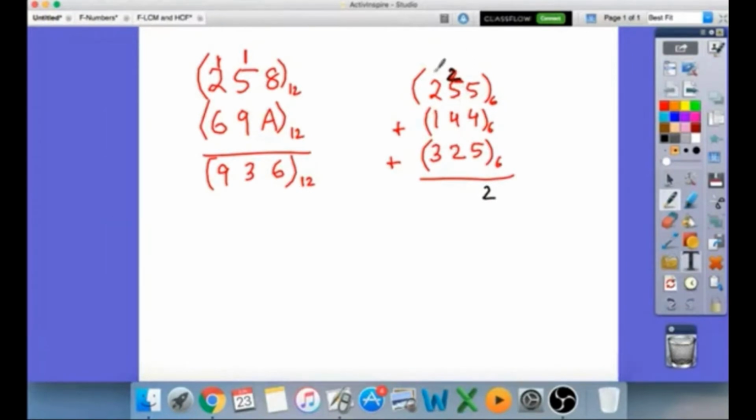13, how many times does 6 go? 2 times. So 12 is left and you're left with 1. Then 2 plus 2 plus 1 plus 3, how much is that? That's 8. You're talking about base 6. So there will be a 1 carry, you're left with 2 here. The 1 comes down and 1, 2, 1, 2 base 6 will be the answer.